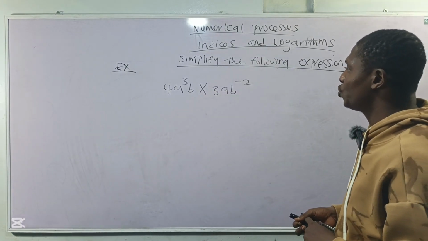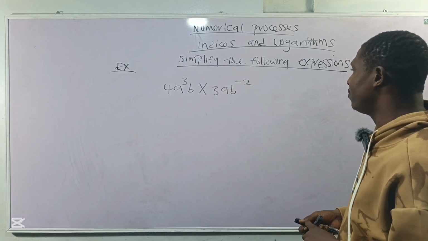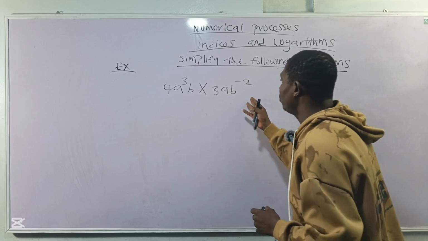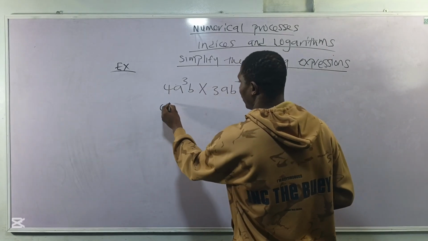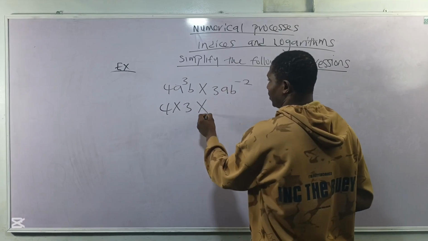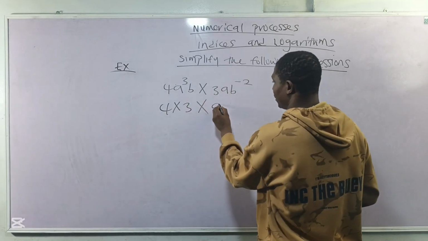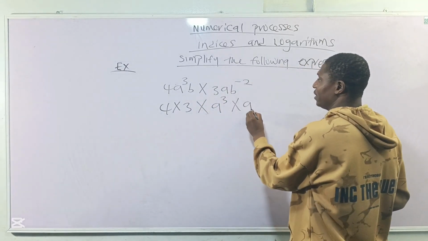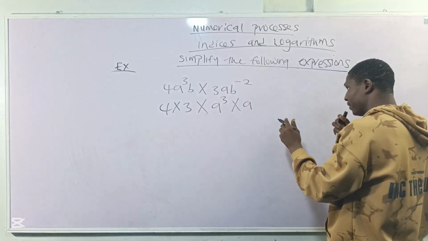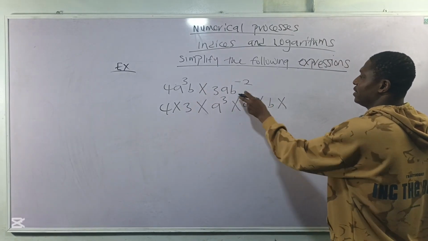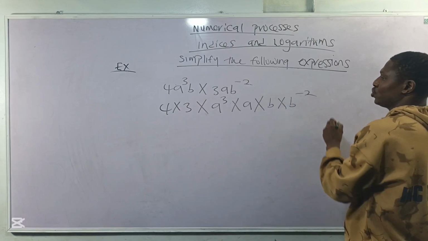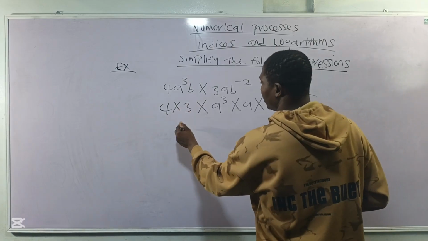We have 4a raised to power 3b times 3ab raised to power minus 2. How do we resolve this? We'll focus on the two numbers, which are 4 and 3. So we have 4 times 3 times, we'll focus on our a's, which is a raised to power 3 times a. We'll focus on our b, which is b times b raised to power minus 2. 4 times 3 is what?